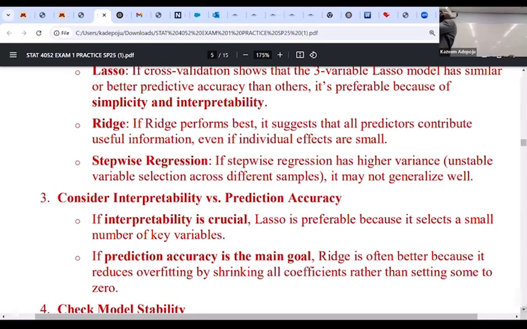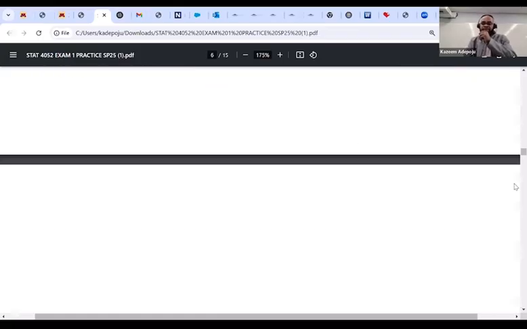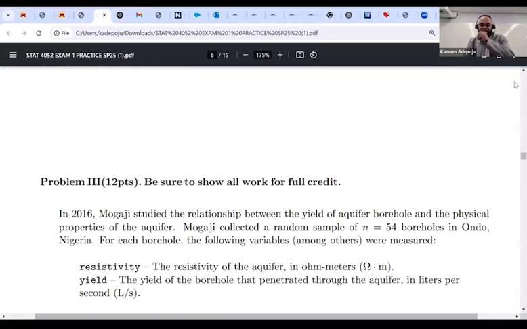to have a high degree of prediction accuracy is when there are a lot of predictors in the model. A lot of predictors in the model normally help prediction. They may not help interpretation, but they help prediction. And that's why ridge may be preferred in that regard. And check for model stability and so on. So a theoretical question is coming in that particular area.